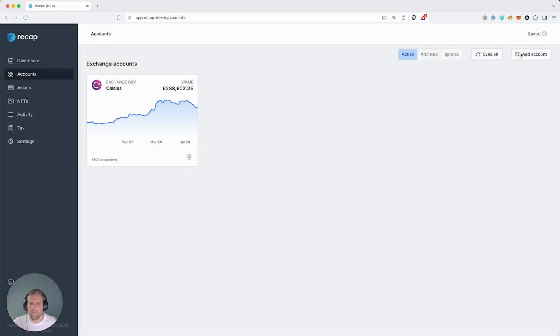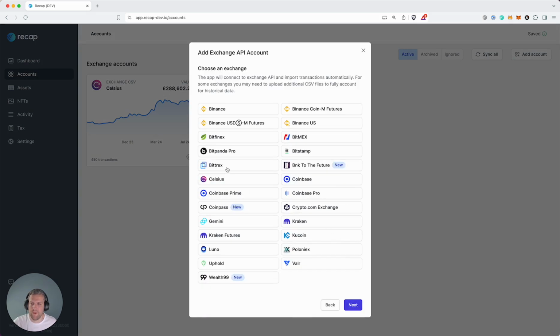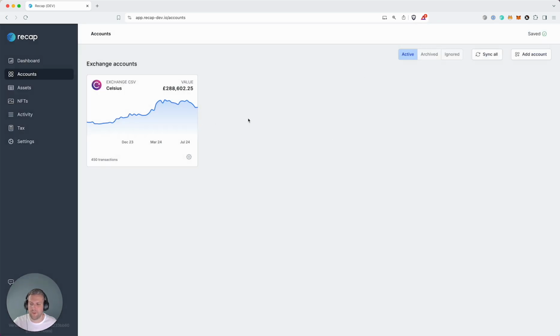Alternatively, if you've been signed up to Recap for a while, you may have connected your Celsius API connection to Recap, and your Celsius account is probably still showing in Recap, but in an offline mode, because we no longer have a direct connection to the exchange. In either case, we can now calculate your Celsius tax write-off.